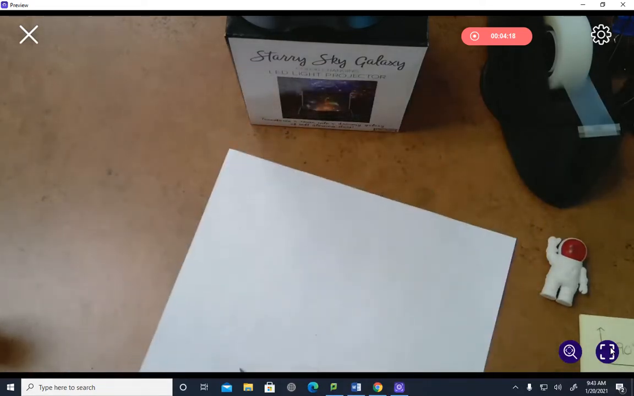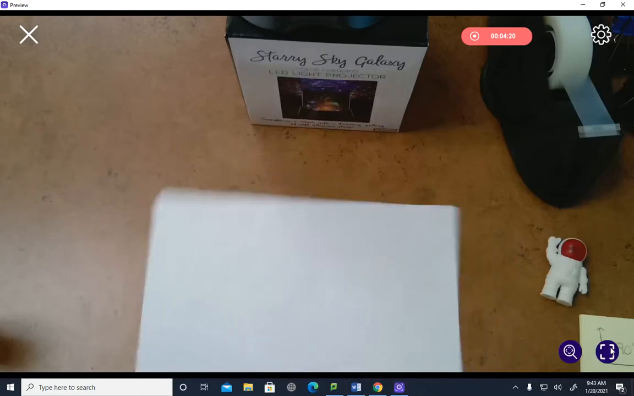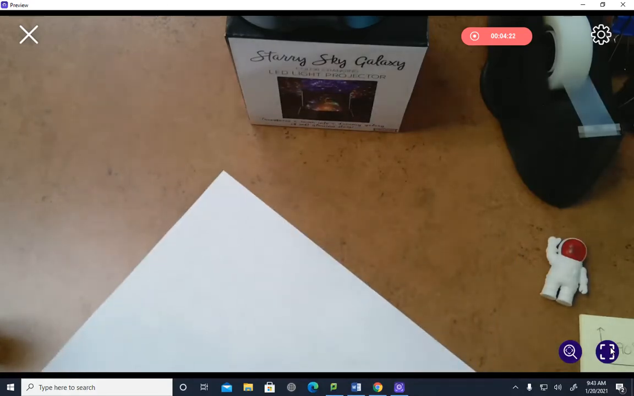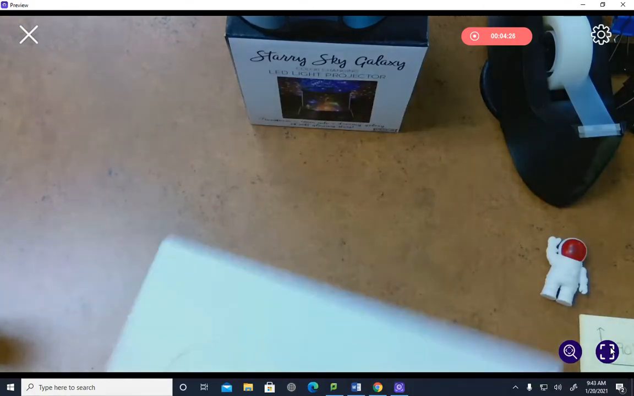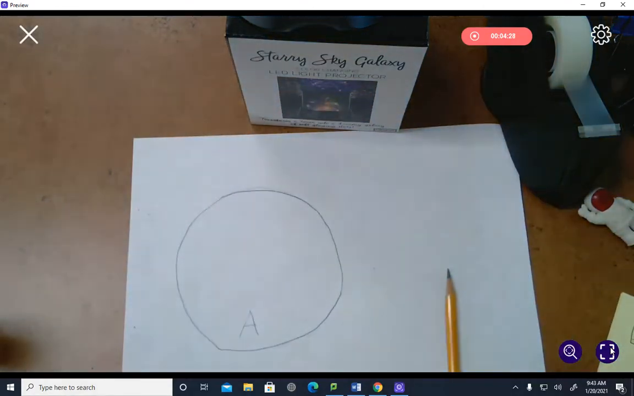And I'm thinking now that maybe if I were to go back and redo this in the dark, it would look a little bit better. So let me do that and shut this light off.